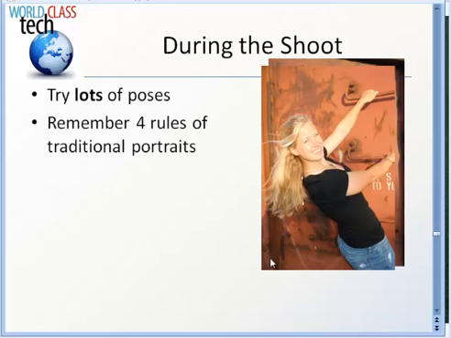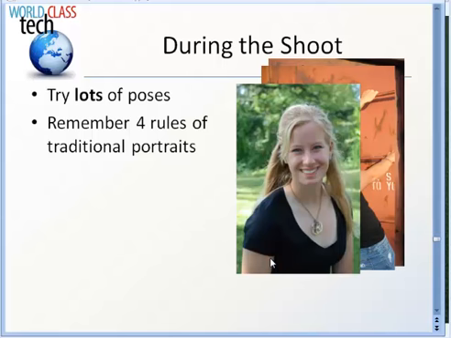Remember the 4 rules of traditional portraiture from our earlier lessons. Again, you want to angle the shoulders and not be square to the camera. You want to have the lighting at a 45-degree angle. You want to fill the frame and avoid distracting backgrounds. And you can see these different rules of portraiture have been applied here, and it makes a nice portrait.